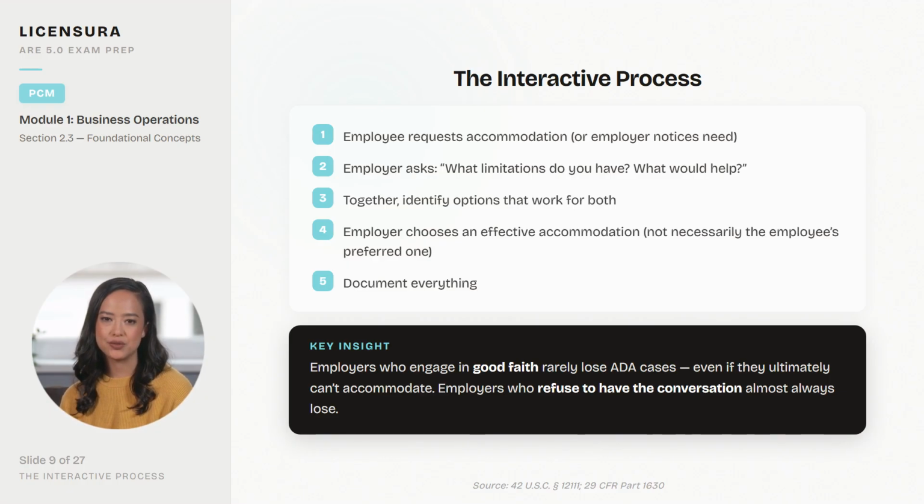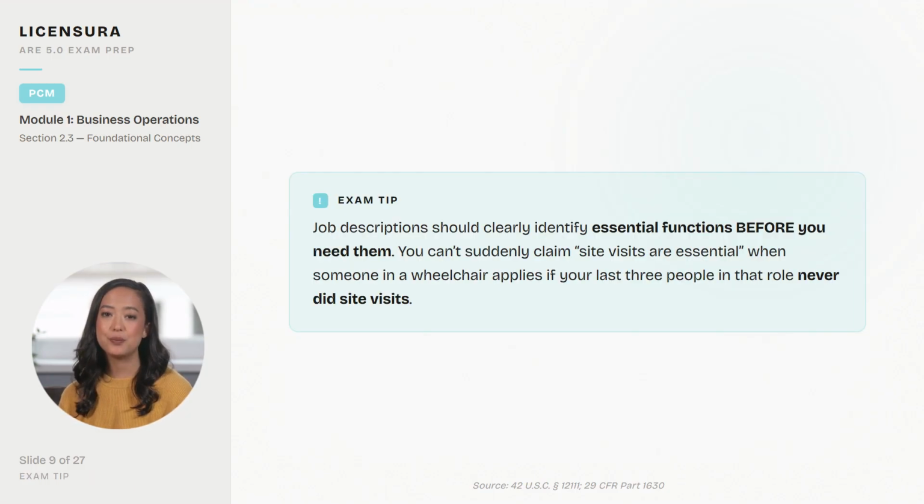But employers who refuse to even have the conversation, they almost always lose. The willingness to engage is what courts look at. One more thing for the exam. Your job descriptions should clearly identify essential functions before you ever need them for an accommodation situation. You can't suddenly claim site visits are essential when someone in a wheelchair applies if your last 3 employees in that role never actually did site visits. Courts will see right through that.